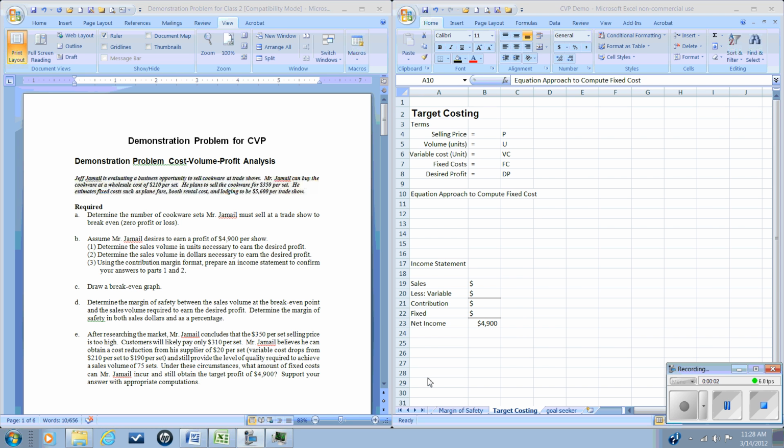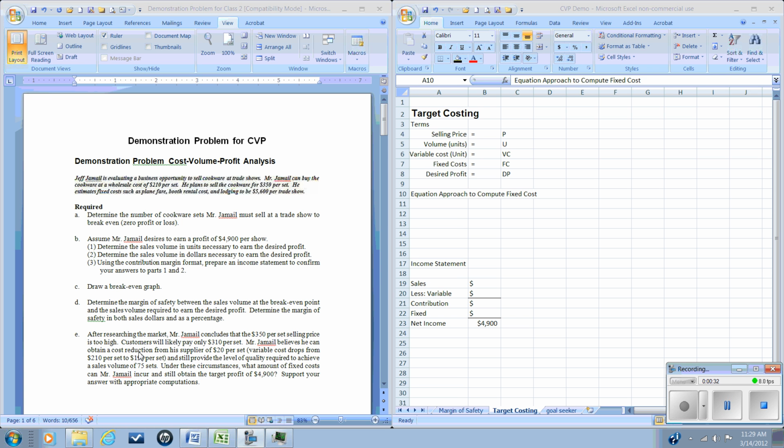Very few businesses have the luxury of just setting a price based on a plan and then just going to the market and having the market agree to pay that price. Instead, businesses have to determine what the market price for their products will be and then set their costing to meet the market price and earn a desired rate of return.